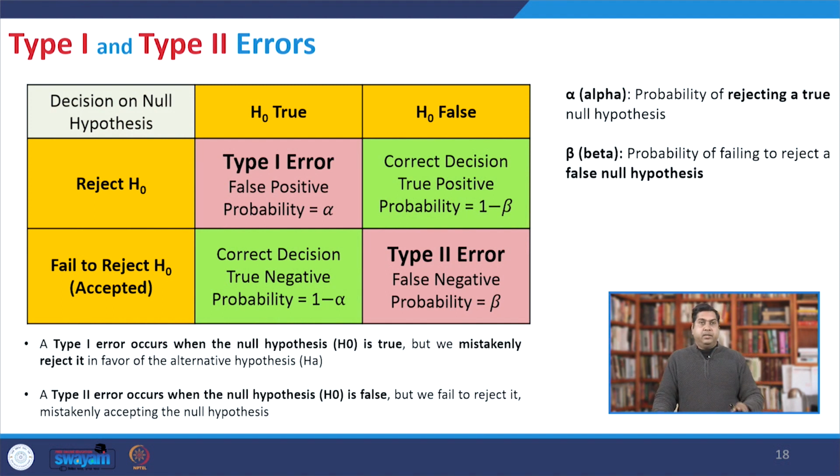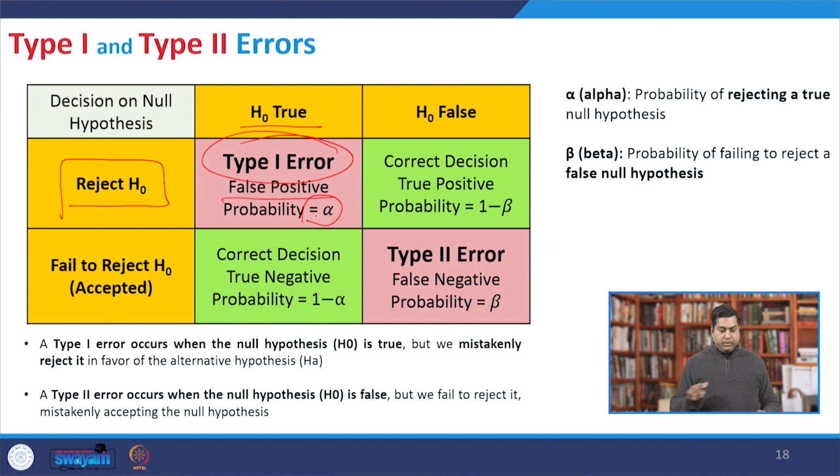Now, coming to this part, which is very important: type 1 and type 2 errors in decision making on hypothesis. So, this is the table, let us understand it in a clear manner. I will try to explain it with an example as well. Say you have a null hypothesis which is actually true, and you reject it, knowing that the hypothesis is true. That is referred to as a type 1 error, also called a false positive, where the probability is calculated with alpha.